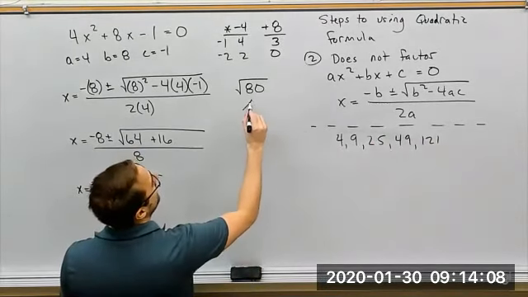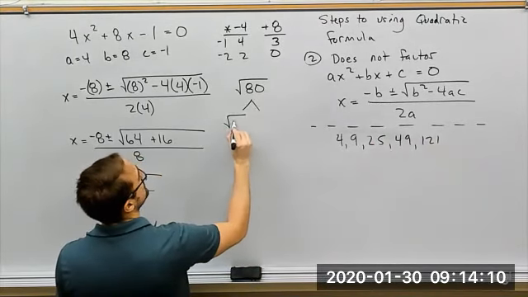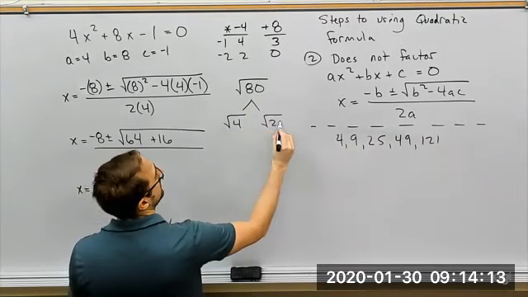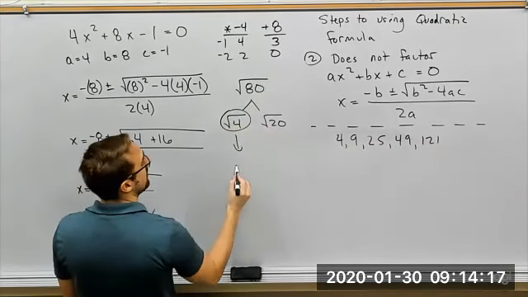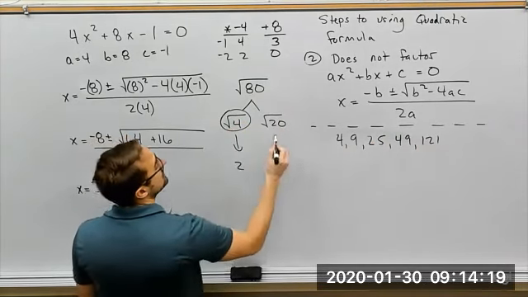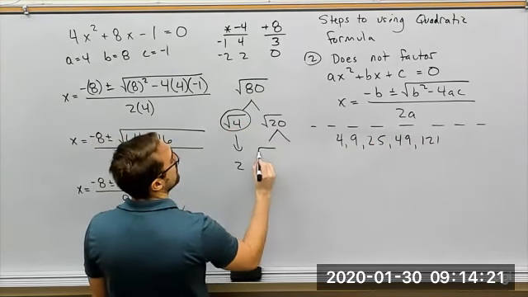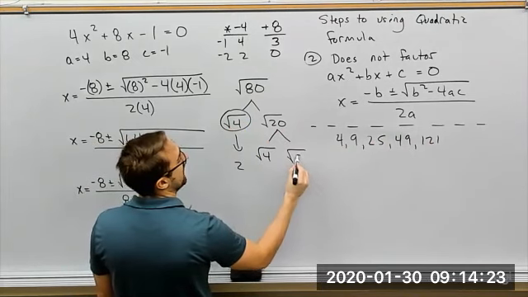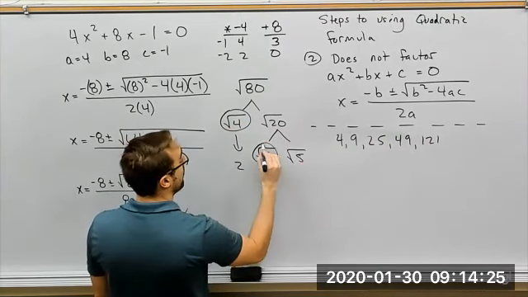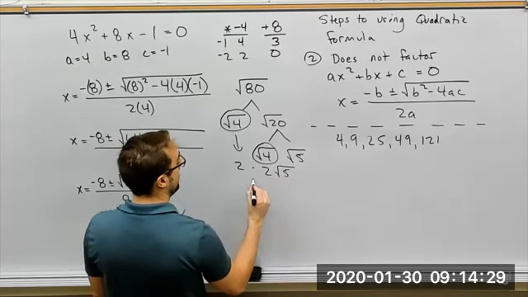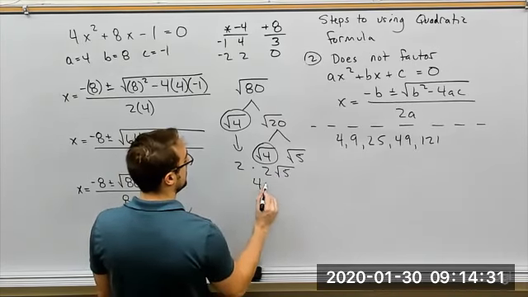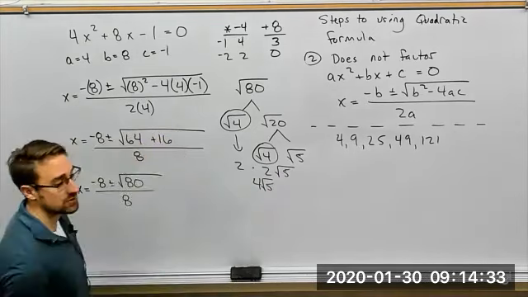Well, 80 is divisible by 4, so it's the square root of 4 times the square root of 20. Well, we know the square root of 4 is 2. The square root of 20 is the square root of 4 times the square root of 5. Well, we know the square root of 4 is 2, so we get 2 times the square root of 5. That's 4 square roots of 5.